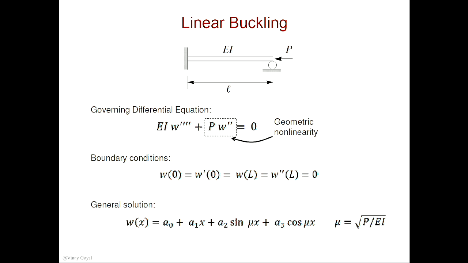the equation here at the bottom. And mu is given by the square root of P over EI. So how many boundary conditions do I have? 4. How many unknowns do I have? 4. So we have 4 equations, 4 unknowns. And what I will expect now is an eigenvalue problem.